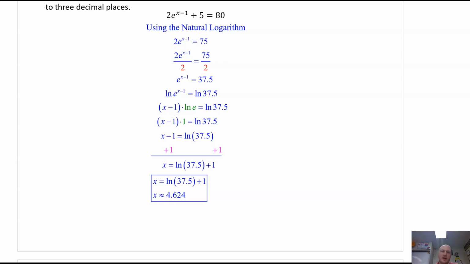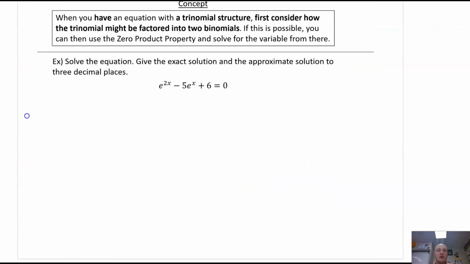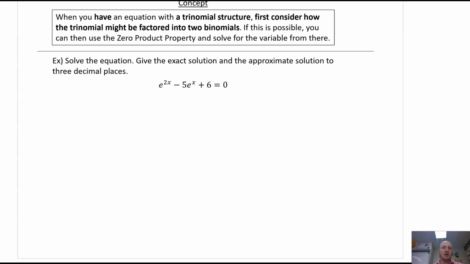Okay. Next, we are going to go ahead and get into some more complicated examples, and we're specifically going to look at exponential equations that have a trinomial structure. It's very, very important that you remember how you would factor a trinomial into 2 binomials, and just imagine if it was a regular quadratic. And then from there, we will solve using the zero product property, and I'll give you an example.